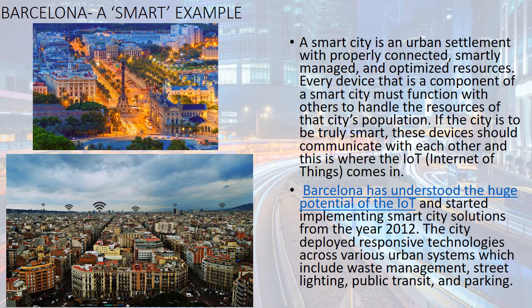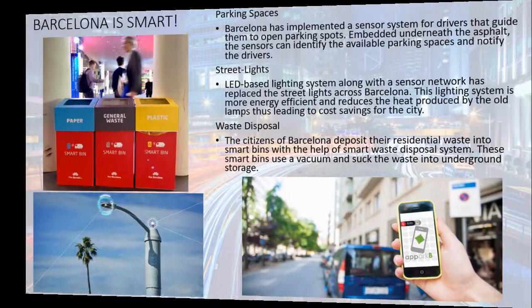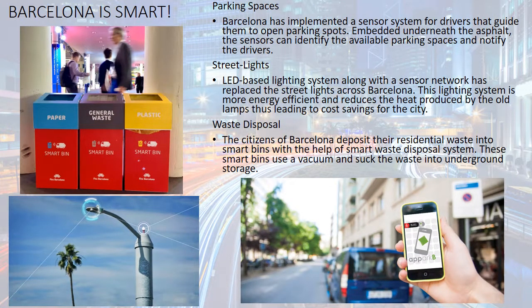Barcelona has understood the huge potential of IoT and started implementing smart city solutions from 2012. The city deployed responsive technologies across various urban systems, which include waste management, street lighting, public transit, and parking spaces. Barcelona has implemented a sensor system for drivers that guides them to open parking spots. The sensors are embedded underneath the asphalt, and they can identify the available parking spaces and notify the drivers.